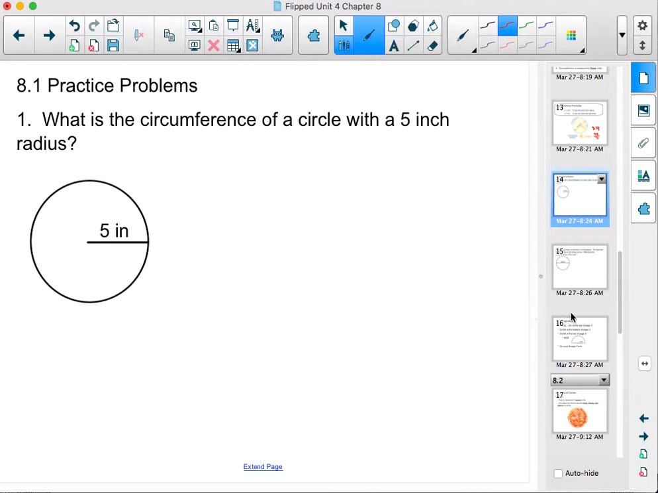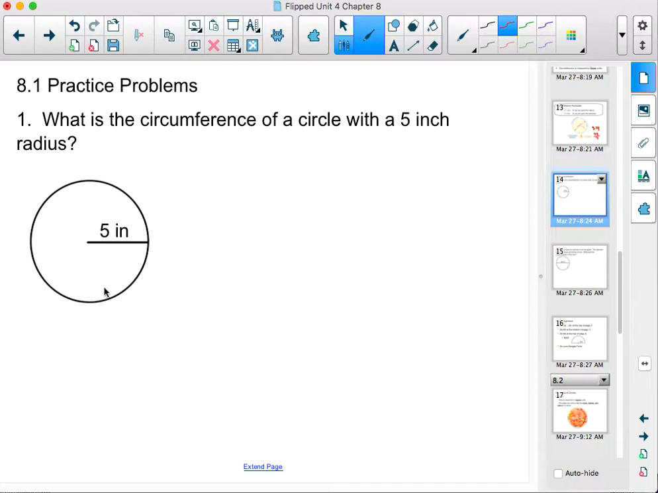Let's take a look at a practice problem. This is number 1 from your notes. It says, what is the circumference of a circle with a 5-inch radius? Well, the first thing that I do for any of these problems is I draw a diagram. I draw a picture because my brain needs a picture to make sense.